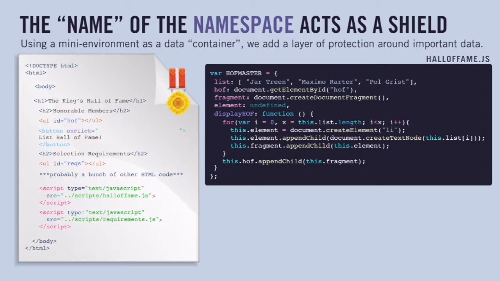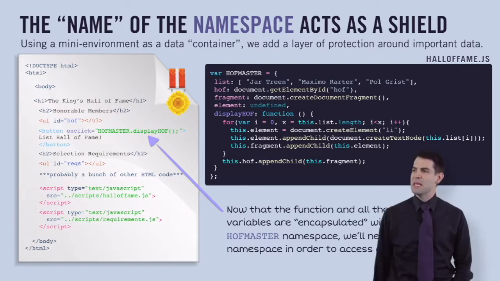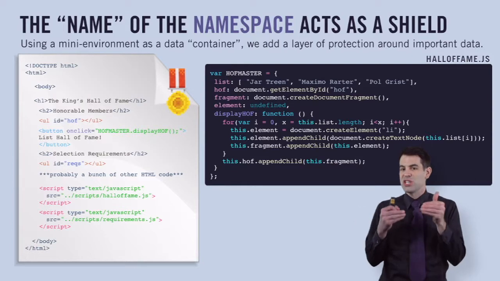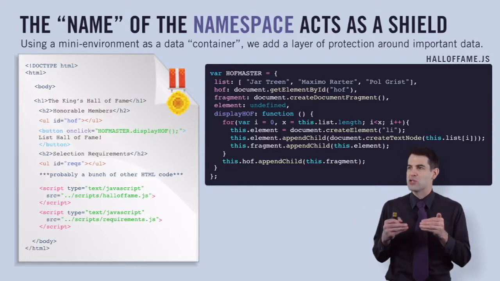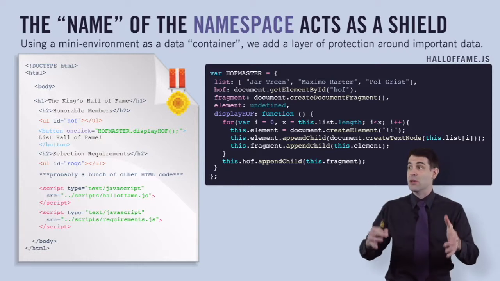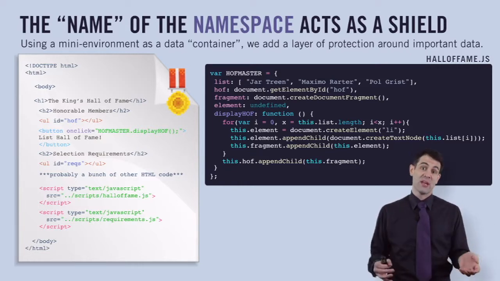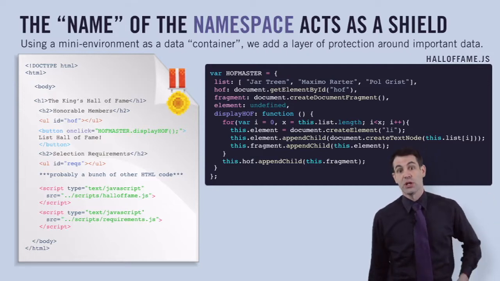Now that that function and all of the necessary variables are actually encapsulated within the HOFMASTER namespace, we're going to need that HOFMASTER name as a header syntax in order to call that displayHof method. What does that mean? It means that the name of the namespace will act as a shield, an armor around your data. By using that mini environment, sort of a data container, it's going to add a layer of protection that we don't always get if we just incorporate everything as a global variable.